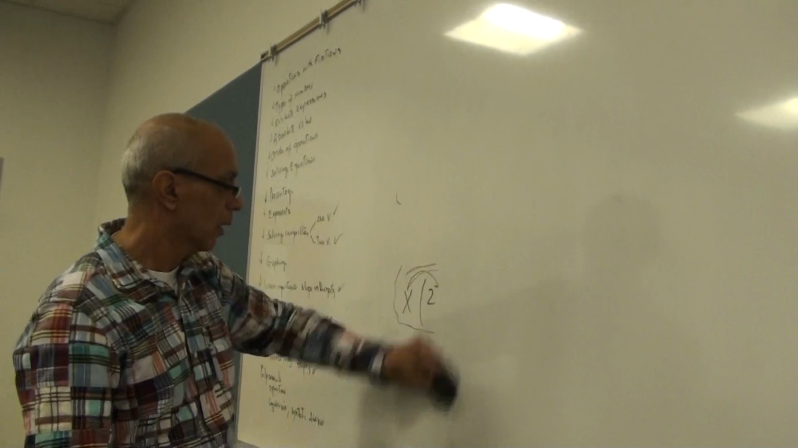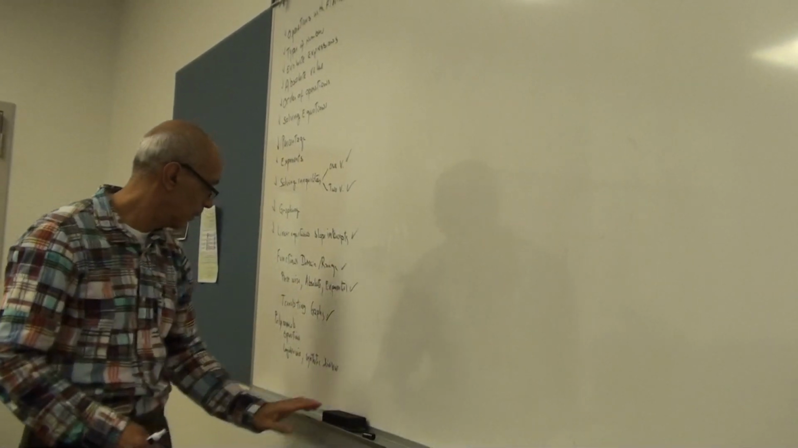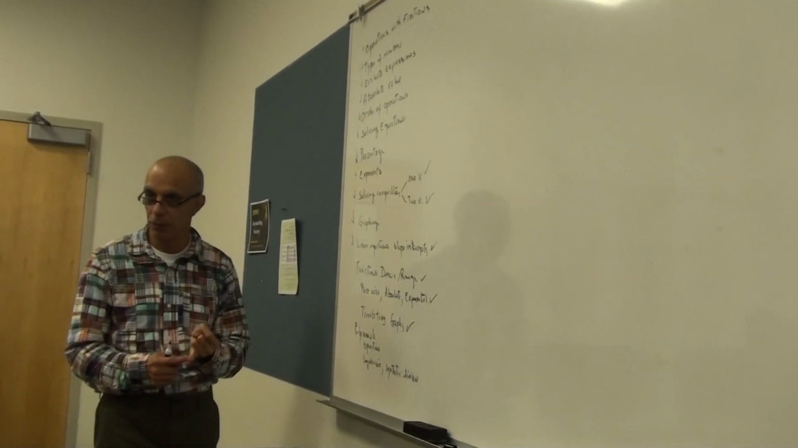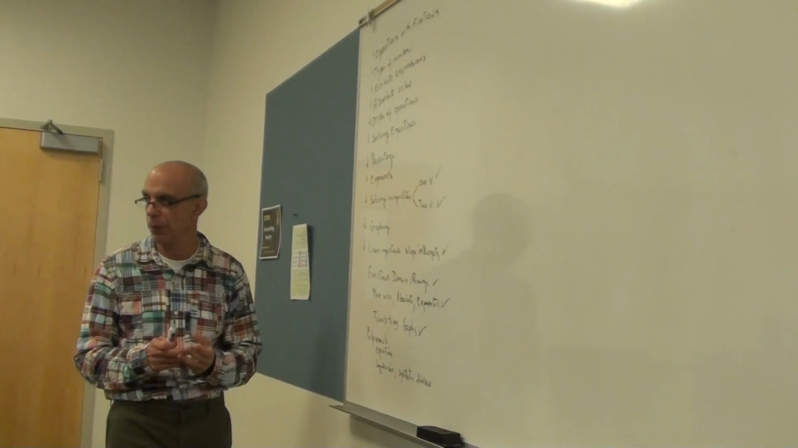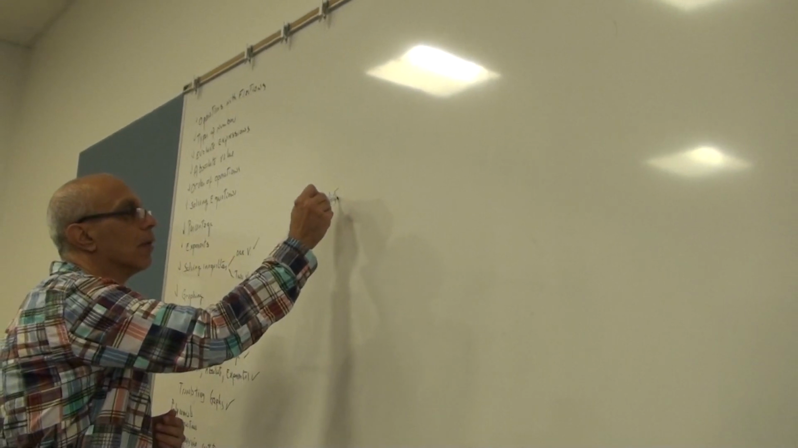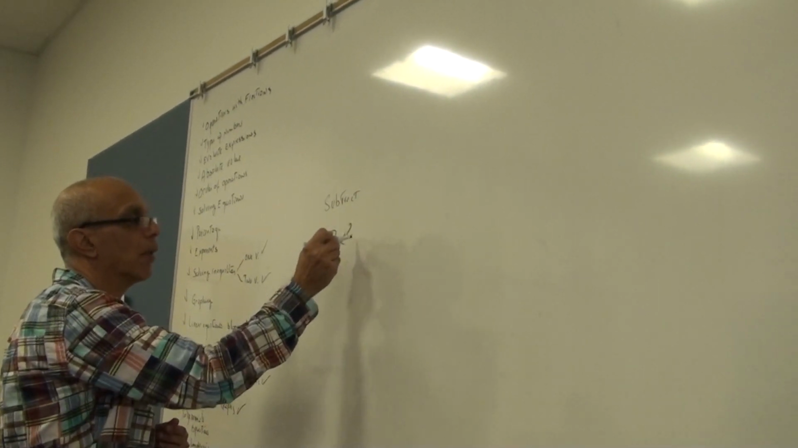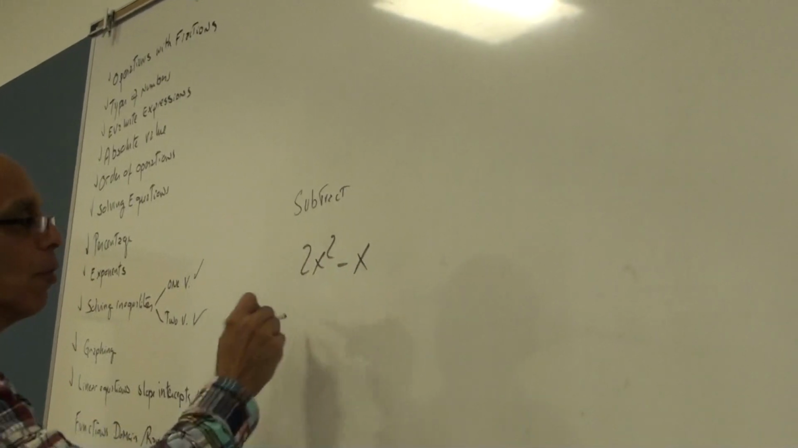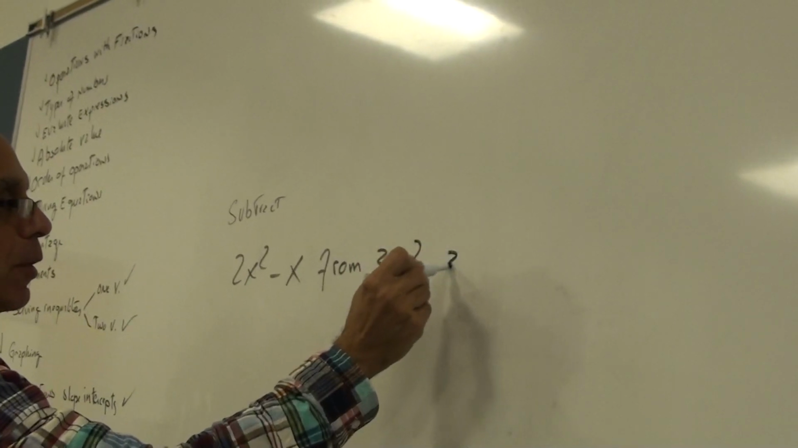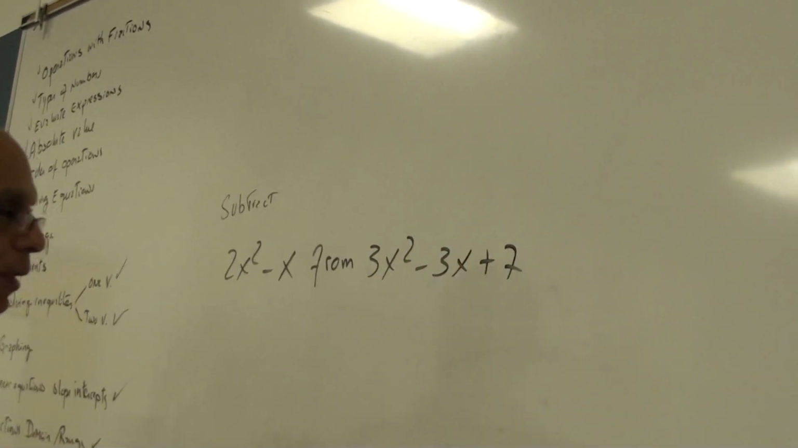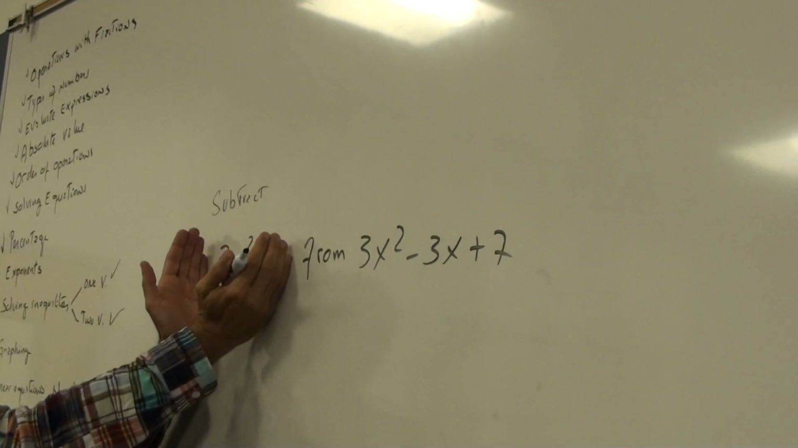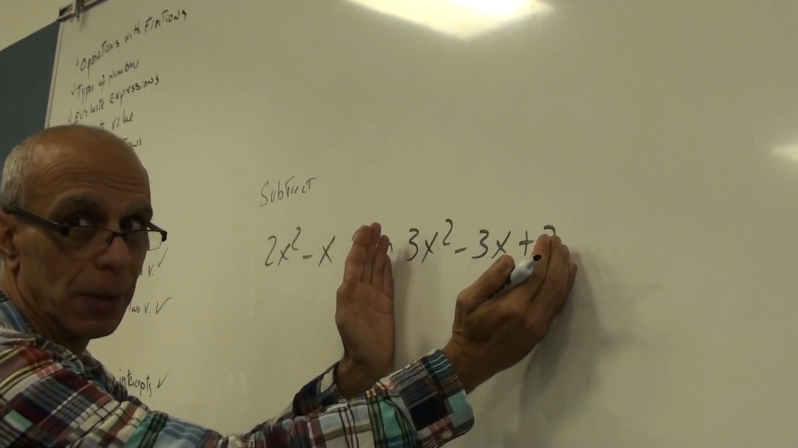All right? Okay. So now let's talk about, we did addition of polynomials. Let's talk about subtraction because it's very tricky. If I say subtract 2x squared minus x from 3x squared minus 3x plus 7, how do you set up that problem? Well, subtract what? This expression from this one, okay?